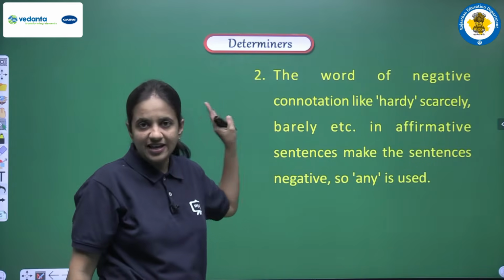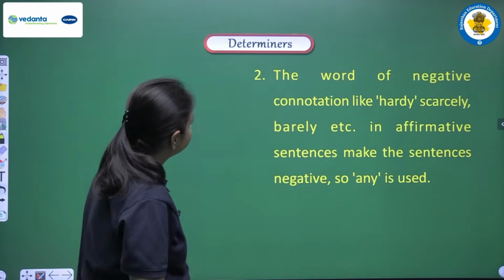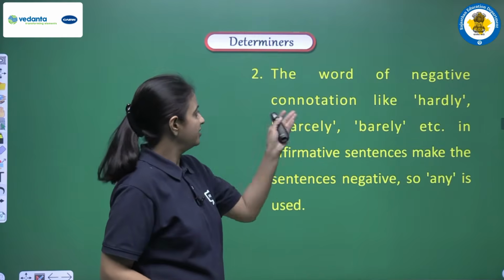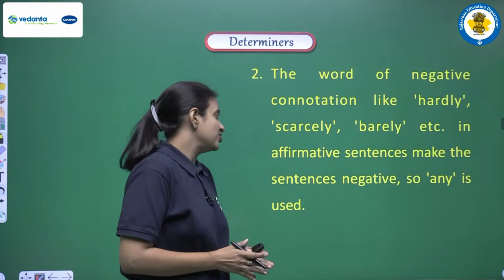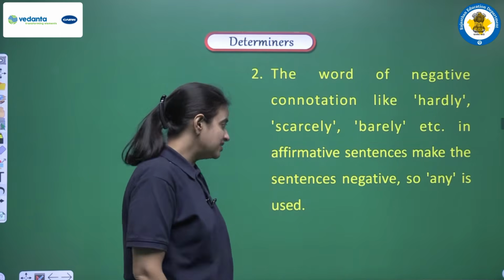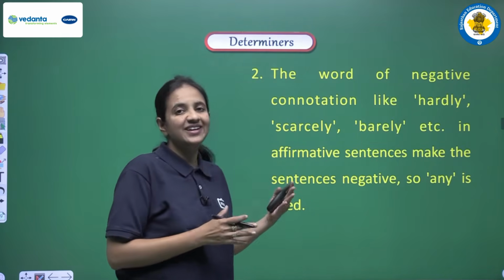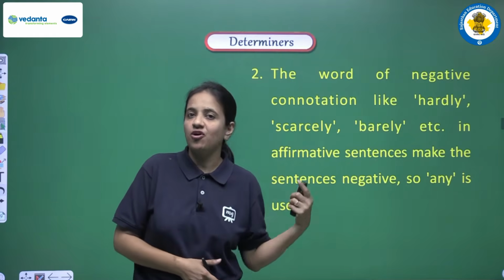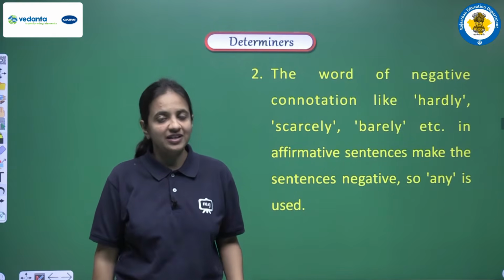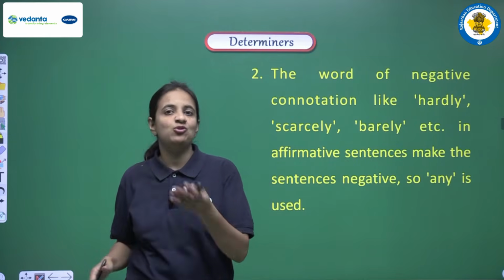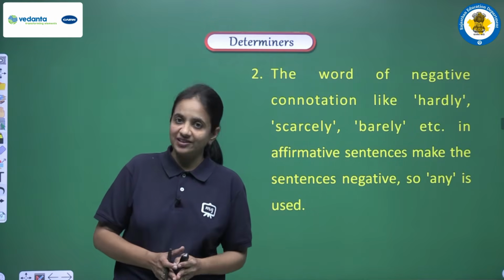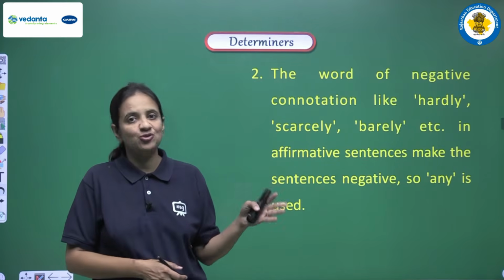Next we have the second use. So let's see. Words of a negative connotation like hardly, scarcely, barely, etc. in affirmative sentences make the sentences negative, so "any" is used. Now what we have here is that if we have a positive sentence then we have to use "some," and if we have a negative or interrogative sentence then we have to use "any."